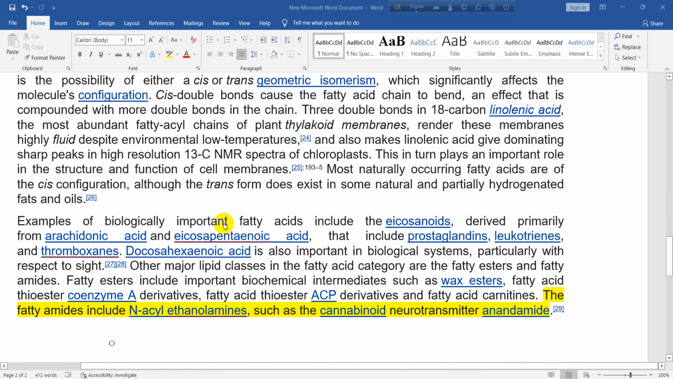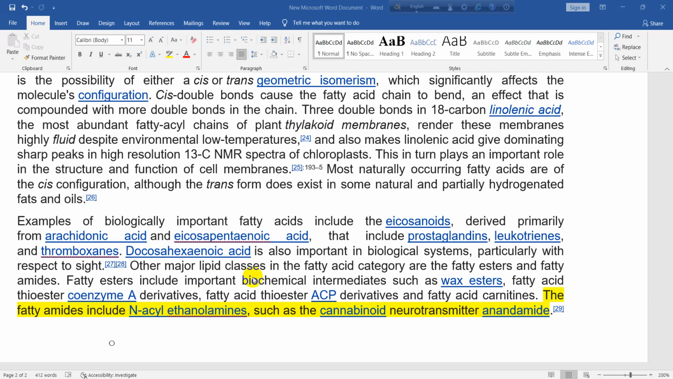Examples of biologically important fatty acids include the eicosanoids, derived primarily from arachidonic acid and eicosapentaenoic acid, that include prostaglandins, leukotrienes, and thromboxanes. Docosahexaenoic acid is also important in biological systems, particularly with respect to sight.